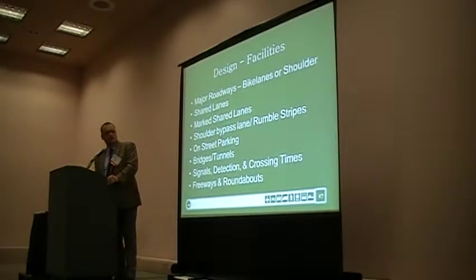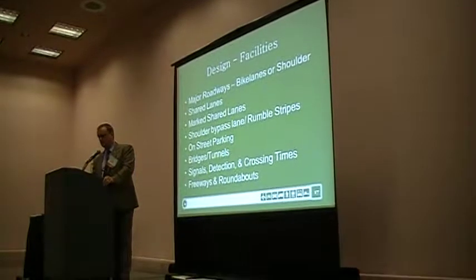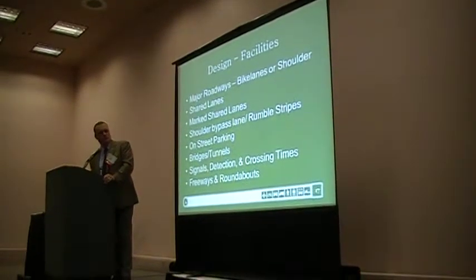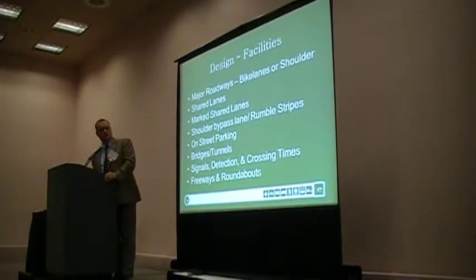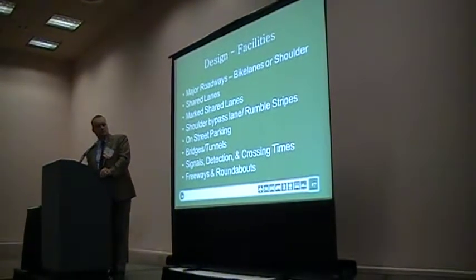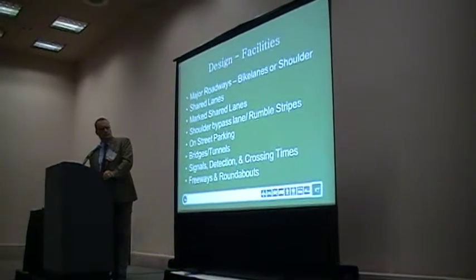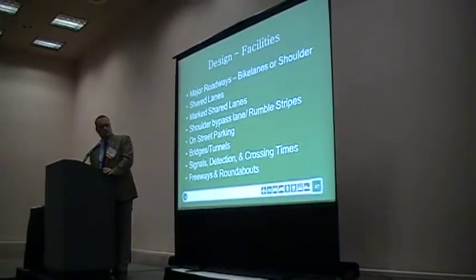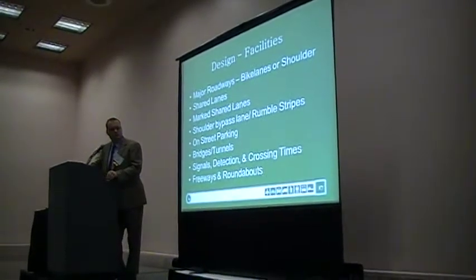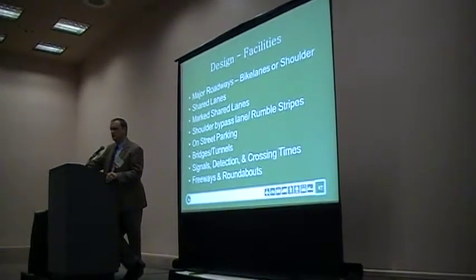The facilities, of course, it goes into detail on all the different types of facilities that you can put in, gives nuances as to how to do them, but major roadways should certainly be considering bike lanes or shoulders. Shared lanes, marked shared lanes. There's some details on things you can do as far as shoulder bypass and actually application of the rumble stripes. On-street parking is discussed, and back-in angle parking is recommended for visibility.